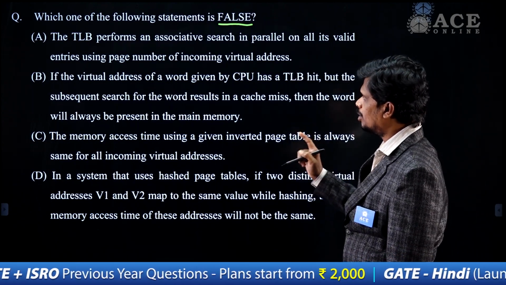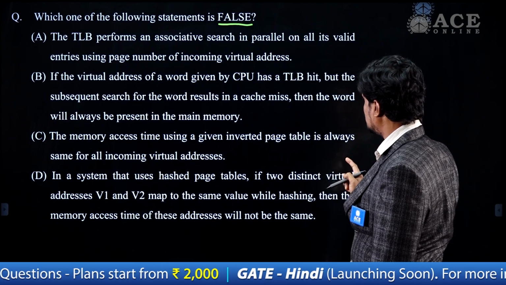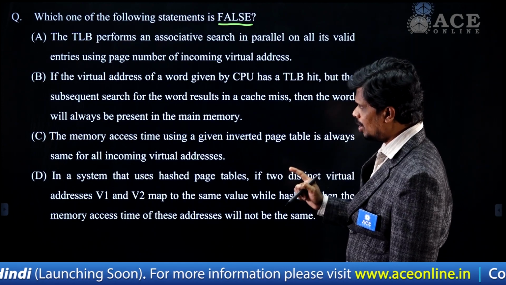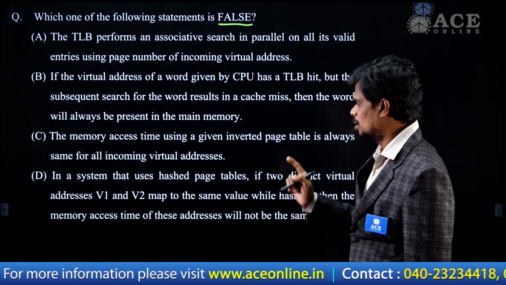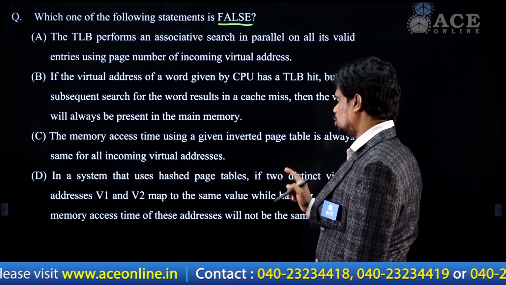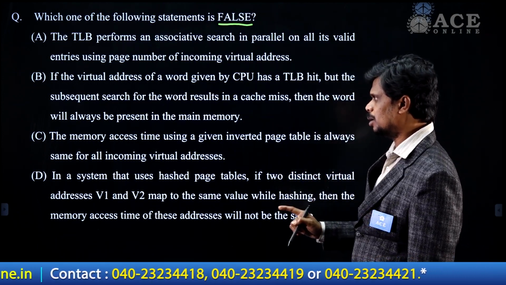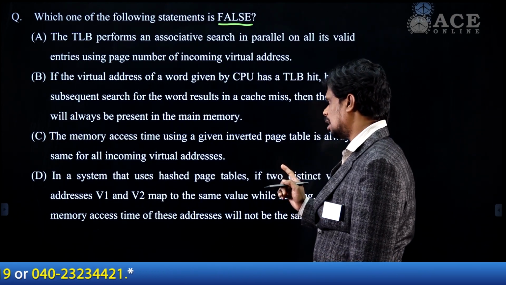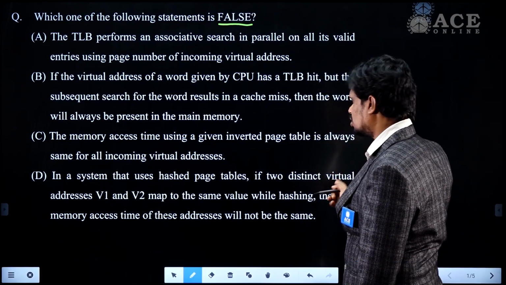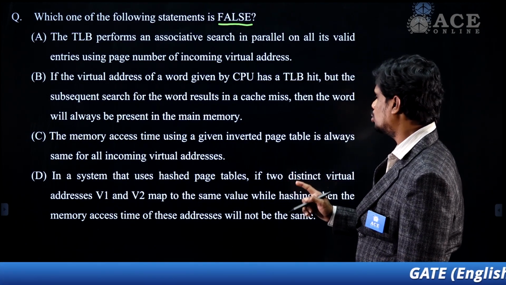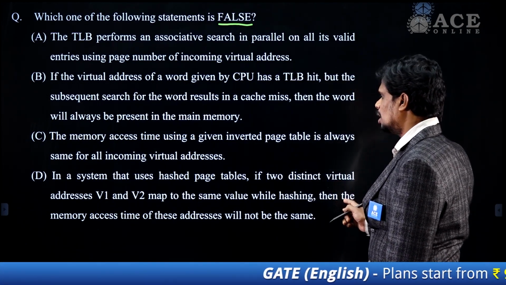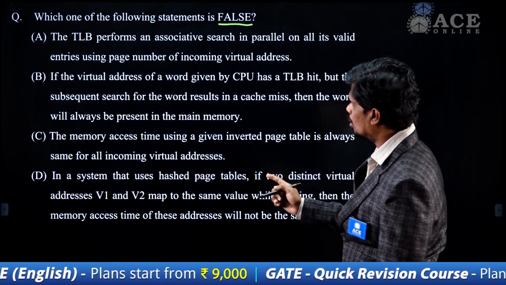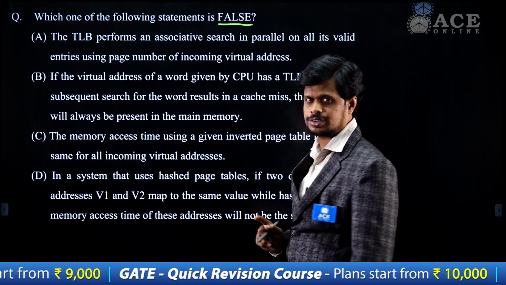Option B, if the virtual address of a word given by the CPU has a TLB hit, but the subsequent search for the word results in a cache miss, then the word will always be present in the main memory. Option C, the memory access time using a given inverted page table is always the same for all incoming virtual addresses. Option D, in a system that uses hashed page tables, if two distinct virtual addresses V1 and V2 map to the same value while hashing, then the memory access time of these addresses will not be the same. So this is the question statement. We need to find out the false statement here.